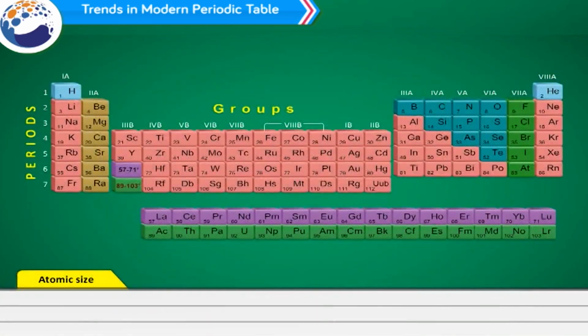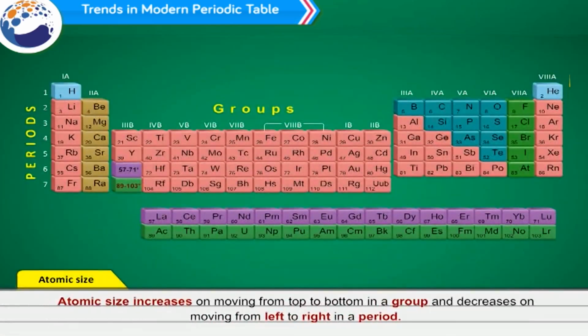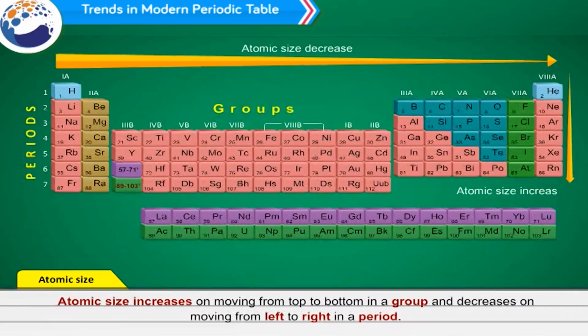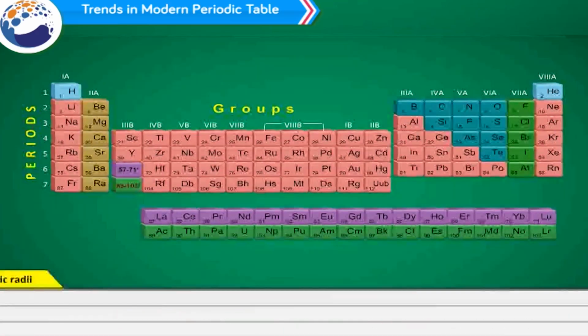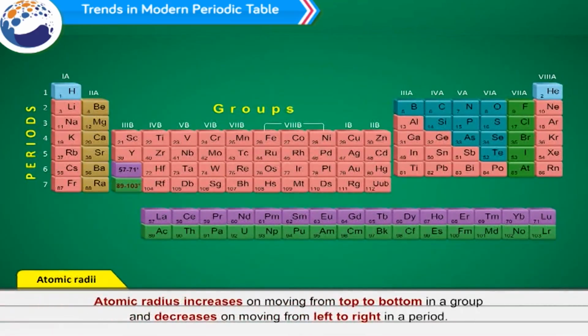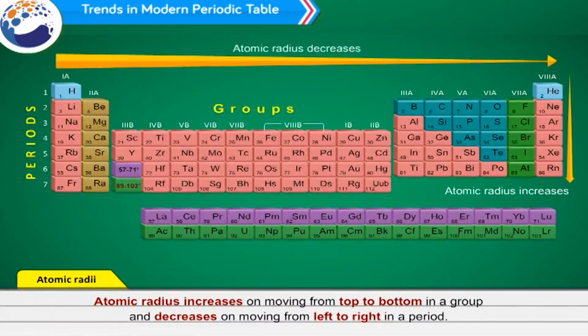Number 2, atomic size. Atomic size increases on moving from top to bottom in a group and decreases on moving from left to right in a period. Number 3, atomic radii. Atomic radius increases on moving from top to bottom in a group and decreases on moving from left to right in a period.